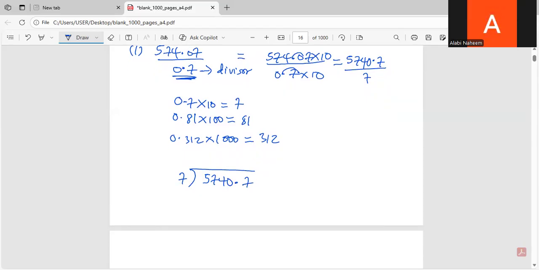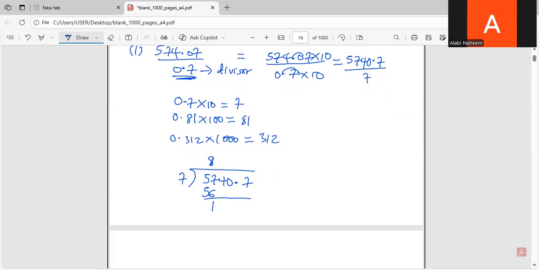7 in 5. 5 is less than 7. So we proceed to taking two numbers at a time. So we now take 57. 7 in 57, that's 8, because 7 times 8 is 56, the multiple of 7 we have. Don't bother about the remainder. So 7 times 8 is 56. Place it directly under 57, right? Then we subtract.